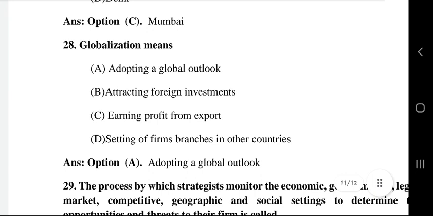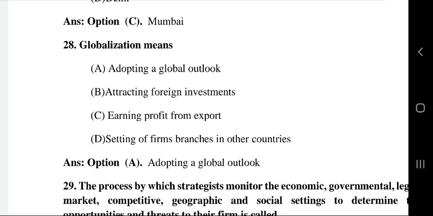Then question number 28, globalization means. Options are adopting a global outlook, attracting foreign investments, earning profit from export, and setting up firm branches in other countries. Globalization means option A is the answer, adopting a global outlook.